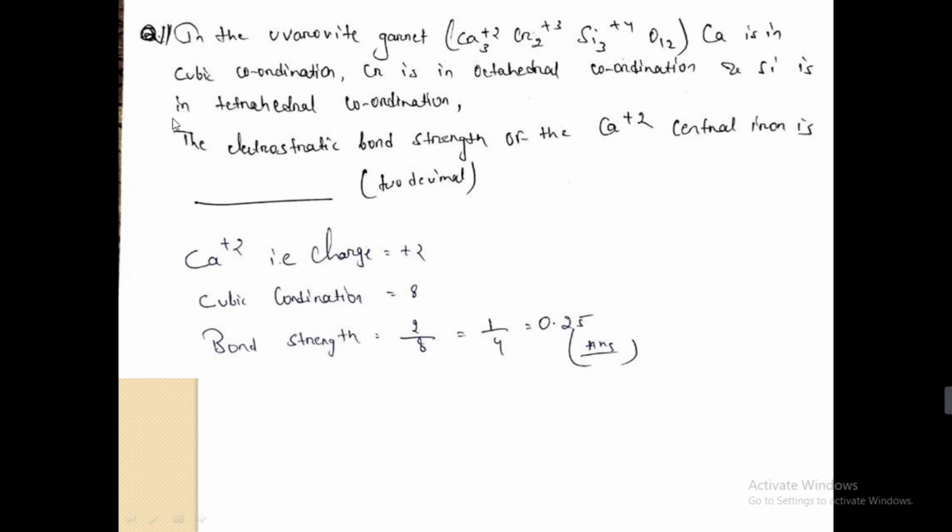Now moving toward another question. In the Uvarovite garnet, Ca3 plus 2, Cr2 plus 3, Si3 plus 4, O12, Ca is in the cubic coordination system. Chromium is in octahedral coordination and Si is in tetrahedral coordination. The electrostatic bond strength of Ca plus 2 central ion is dash.